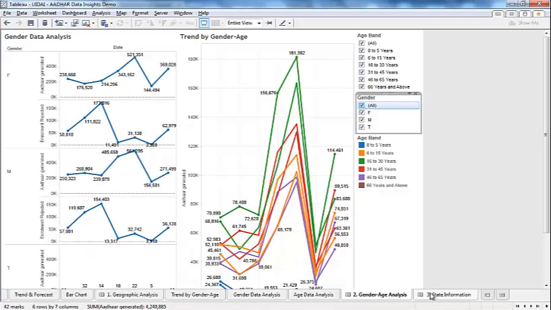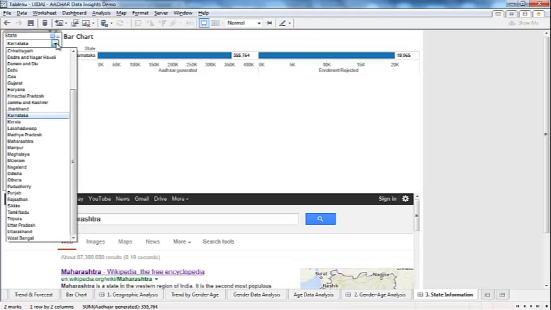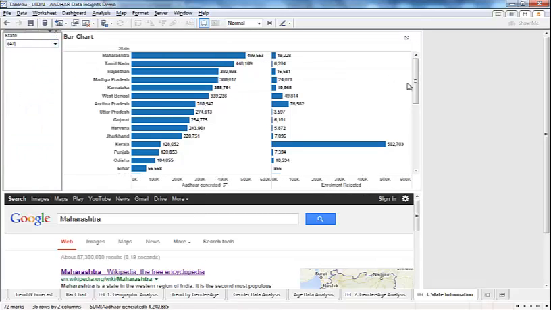The last dashboard that I want to cover is the state information dashboard. Let me bring up all the data. This represents the number of Aadhaar generated for a particular state. Clearly Maharashtra is leading the pack, and this represents the number of enrollments that have been rejected. However, the data that is available on the portal doesn't talk about the population of the state or the size of the state.